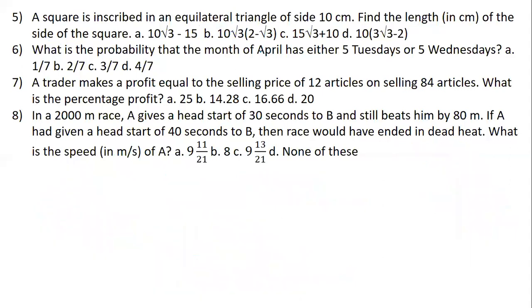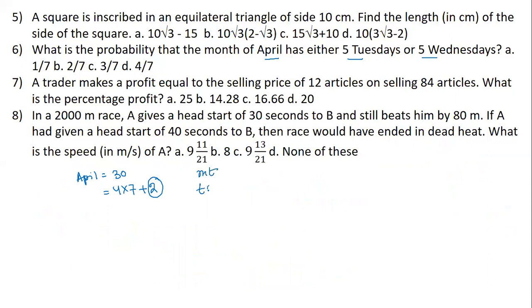What is the probability that the month of April has either 5 Saturdays, 5 Tuesdays, or 5 Wednesdays? Basically, this month of April has 30 days, which means 4 weeks of 7 days each plus 2. So all you need to do is focus on this 2. In how many ways can you get a Tuesday and a Wednesday? What are the possible combinations?